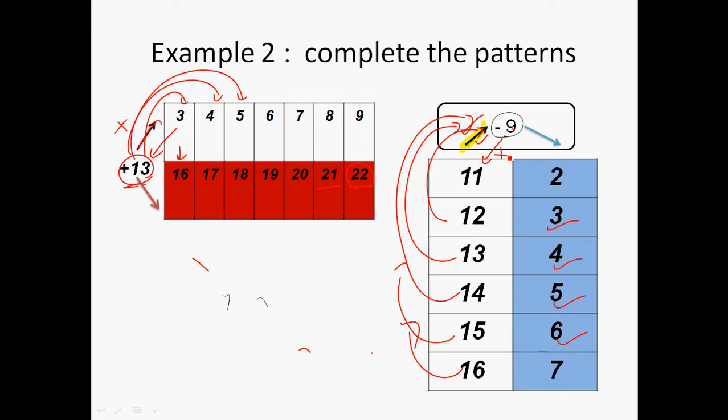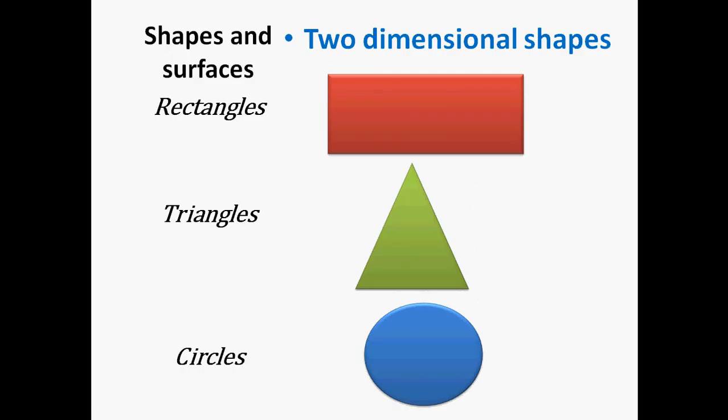Let's go. Next we have shapes. Yes, the shape. Good. We like also shape and surface numbers. Rectangle, triangle, circle. But here I want you to focus with me.